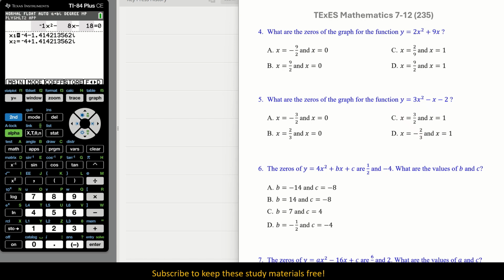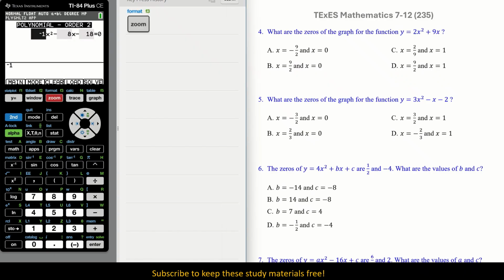Number 4, what are the zeros for the graph for the function y equals 2x squared plus 9x. Okay, I left our calculator in our application because we were already using it. So we go to zoom, which is coefficient. That means push zoom to go back to the type over, but we don't want to type over, so I'm going to push zoom again. Now everything's cleared and we're ready to go.